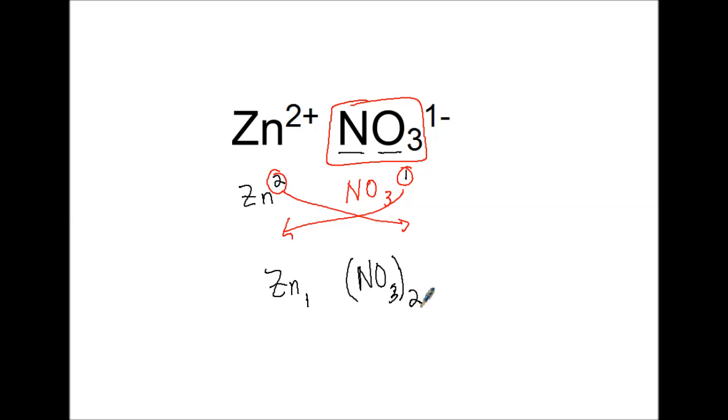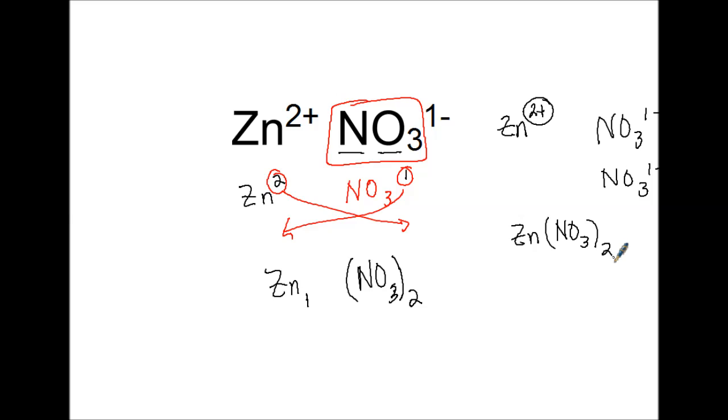I want to show you why we do that. What we have here is zinc, and it has a 2+ charge. And what we have here is NO3, which has a 1- charge. We need to get those to be equal to each other. So in order to get them equal, we need another NO3 ion to equal out the 2+ charge of the zinc. So what we have is 1 zinc and 2 NO3s, and that's why we're going to put that in parentheses.